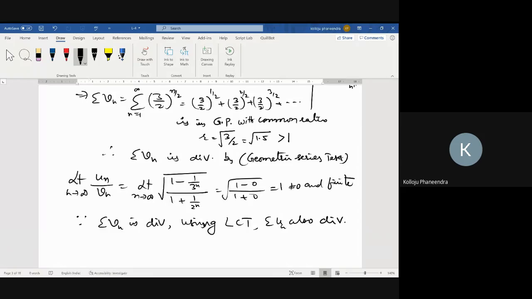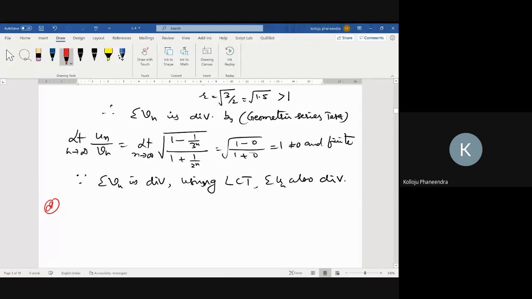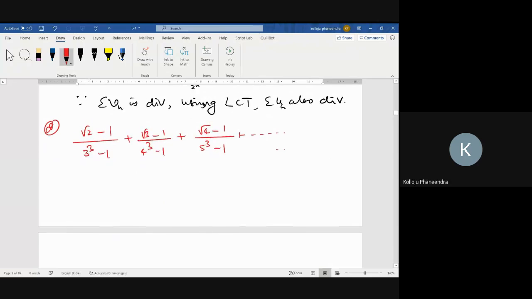I need convergent now. Take this problem. Test the convergence of the series. What is the series? Square root of 2 minus 1 by 3 cube minus 1 plus cube root of 3 minus 1 by 4 cube minus 1, square root of 4 minus 1 by 5 cube minus 1 and so on. What is the nth term? Root of n plus 1 minus 1 by n plus 2 whole cube minus 1.